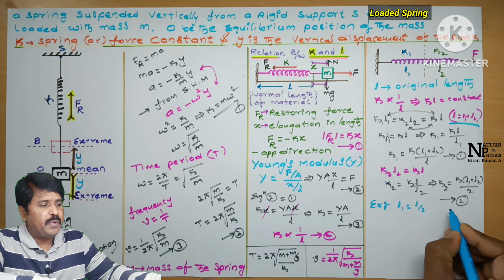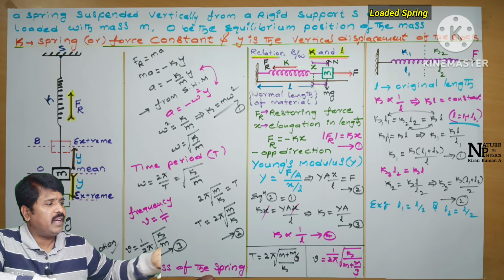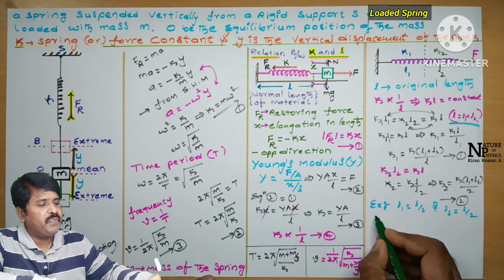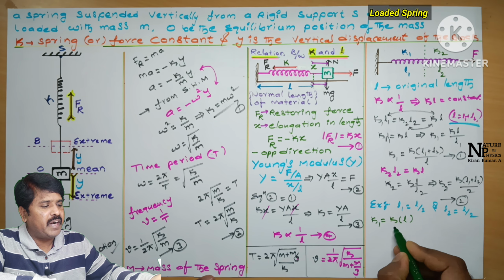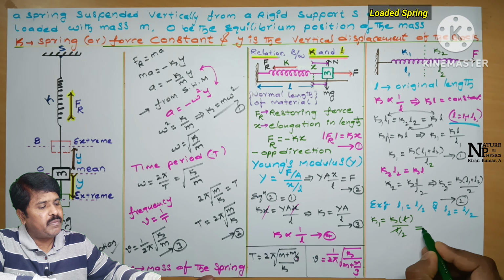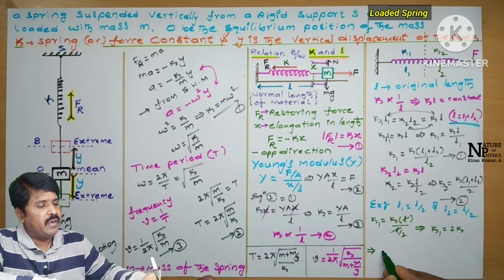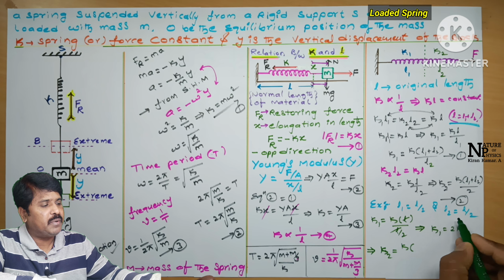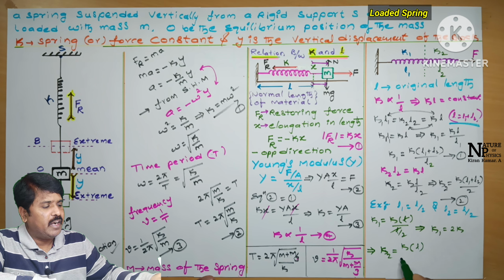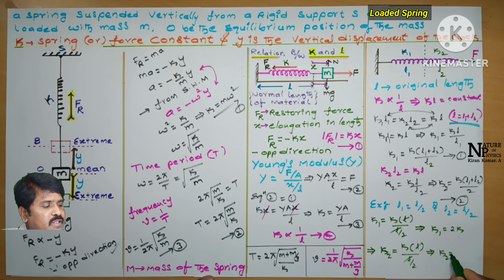For example, L1 is equal to L by 2 and also L2 is equal to L by 2, that is half of the length. Okay student, replacing these values in equations 1 and 2, K1 is equal to K into (L by 2 plus L by 2), which is L, divided by L1, which is L by 2. L gets cancelled, so we get K1 equal to 2K. Continuing, K2 is equal to K into (L1 plus L2), that is L by 2 plus L by 2, which is L only, divided by L by 2. L gets cancelled, and here we get K2 also 2K.